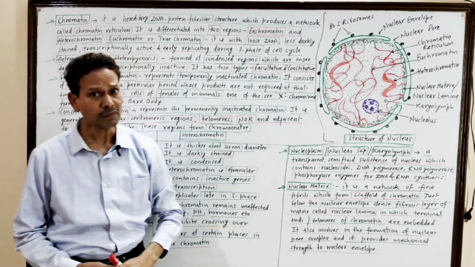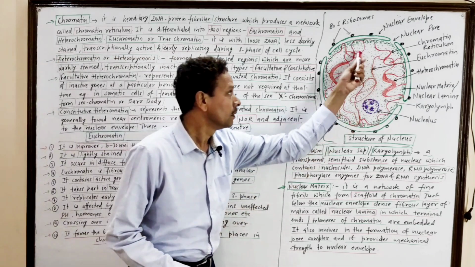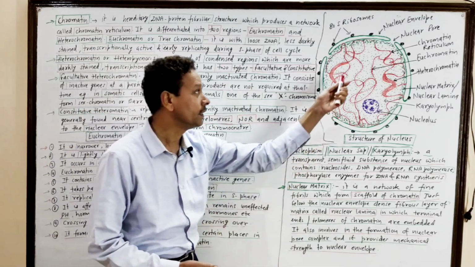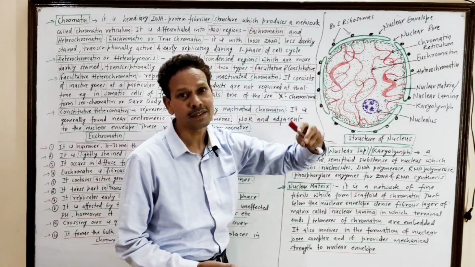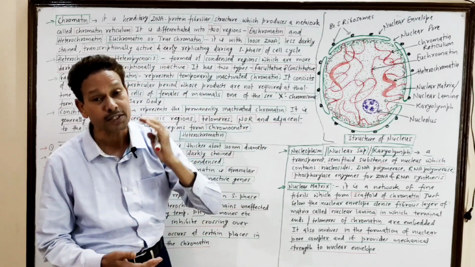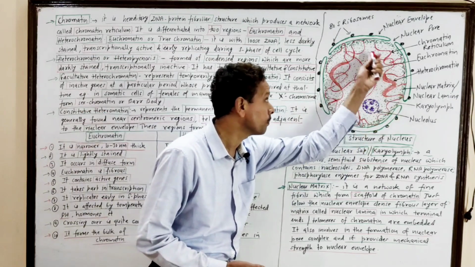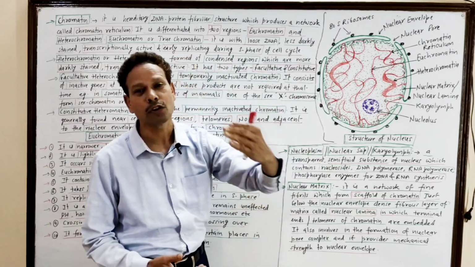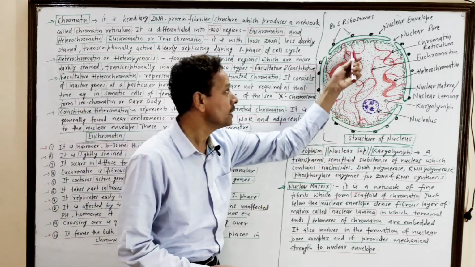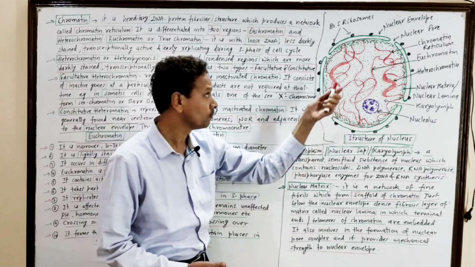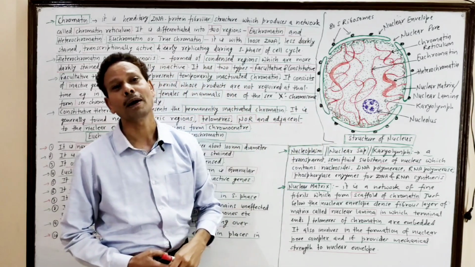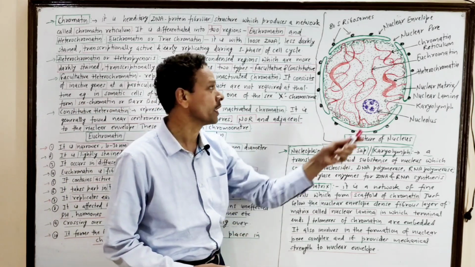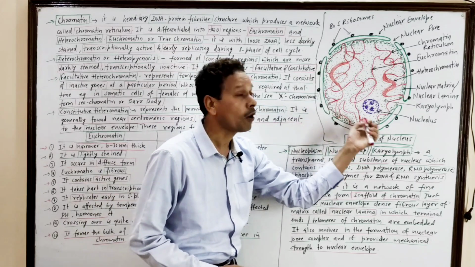First of all, we will discuss the chromatin. It is hereditary material, a DNA protein fibrillar structure, and this chromatin produces a network inside the nucleus. That network is the chromatin reticulum. This chromatin, thread-like structure, is differentiated into two parts. Very important for BSc first year, first semester students, a final exam topic, that is chromatin.